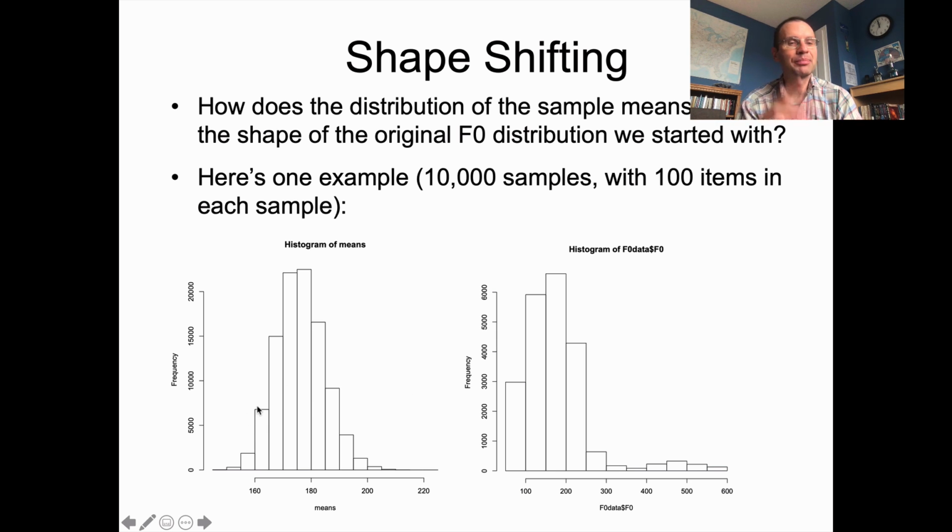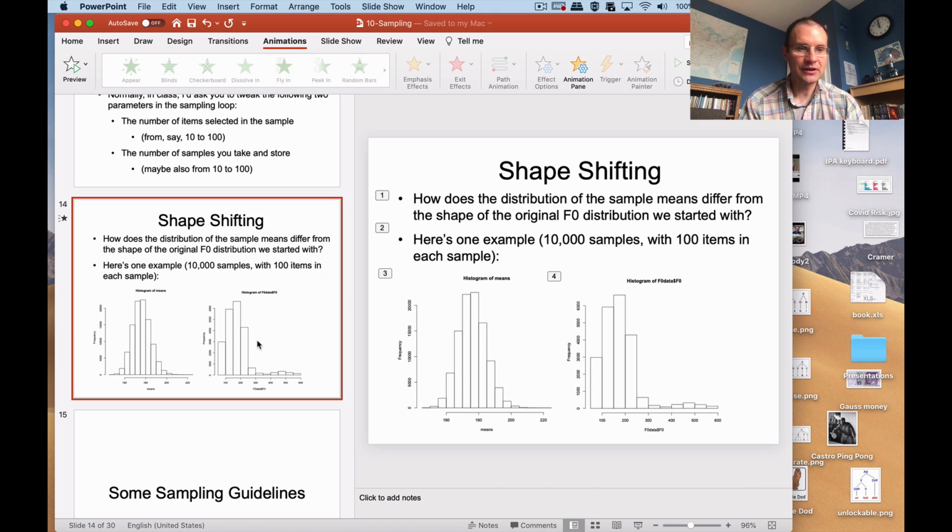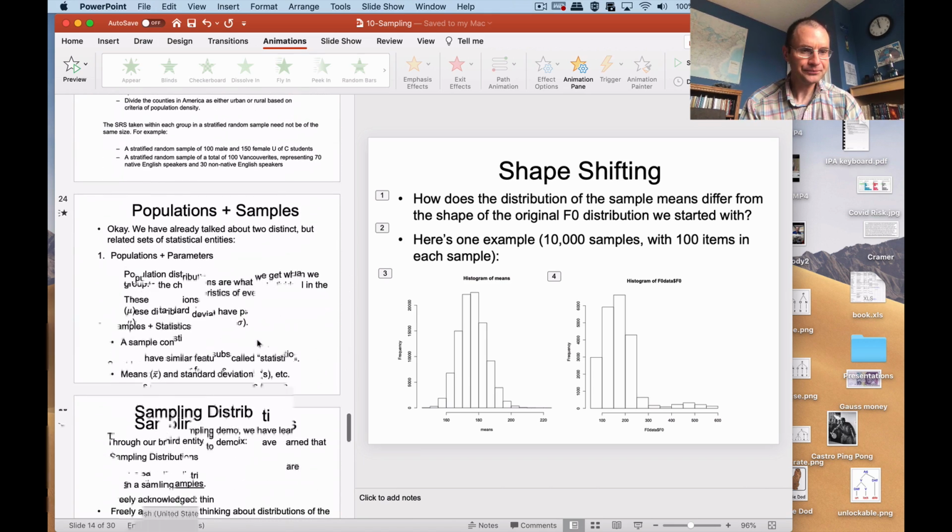But when we start to plot a sampling distribution from the means of the samples taken from this underlying F0 distribution, we start to get something that looks a lot more normal, especially as we increase the number of items in each sample and do it many, many times over. So that's why that happens. That's a prediction of the central limit theorem.